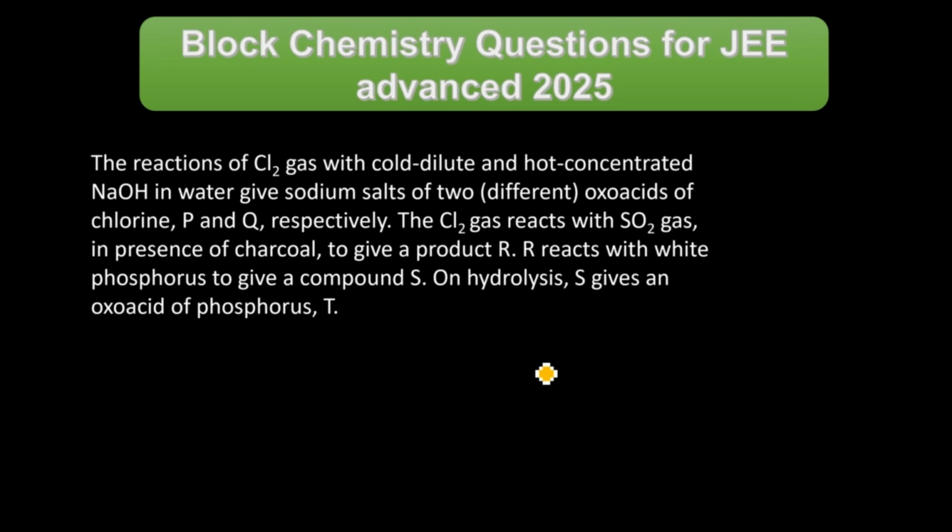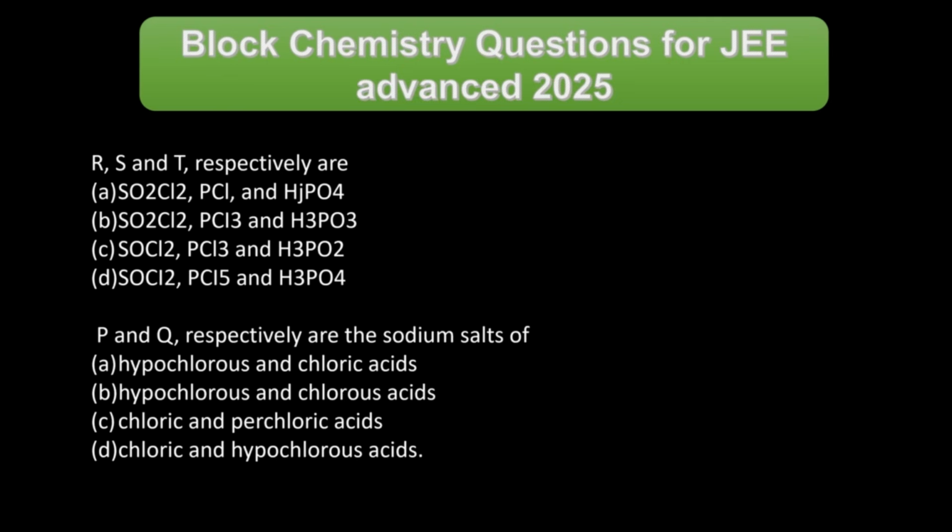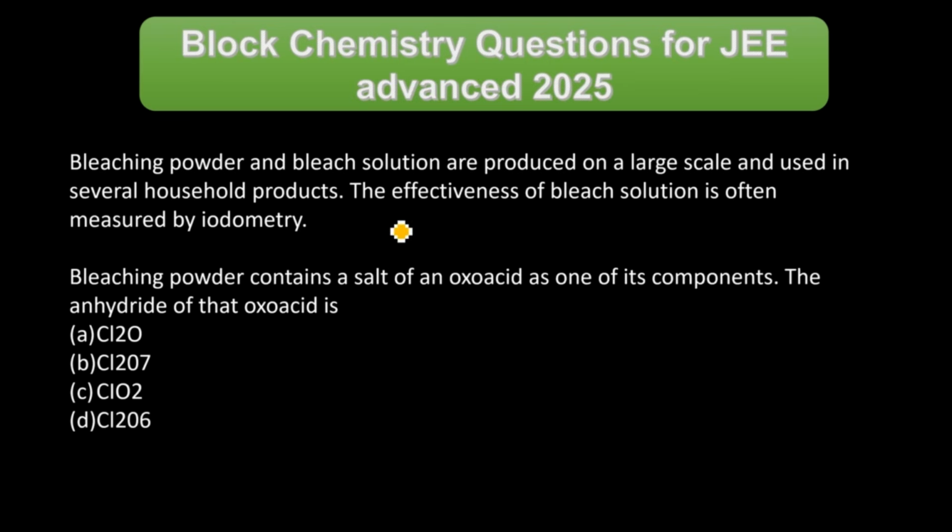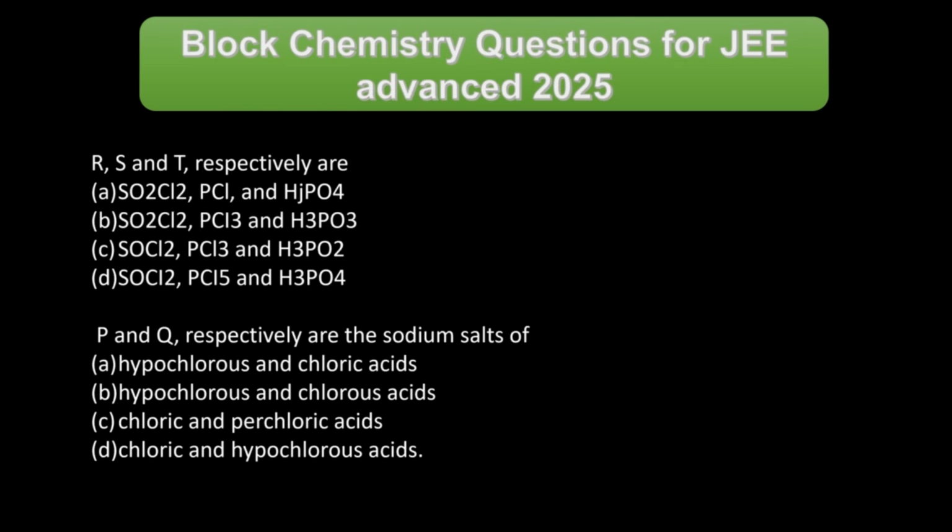Cl2 gas reacts with SO2 gas in the presence of charcoal to give the product R. R reacts with white phosphorus to give the compound S. On hydrolysis, S gives an oxo acid of phosphorus, T. Okay, so this is a comprehension type question. So these are the questions. We are going to solve these two questions.